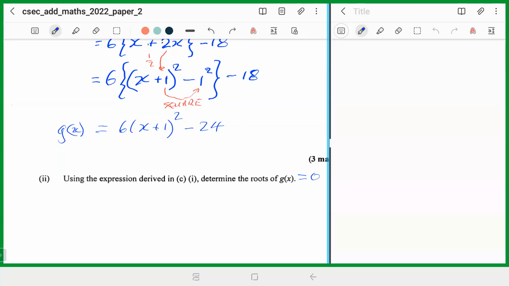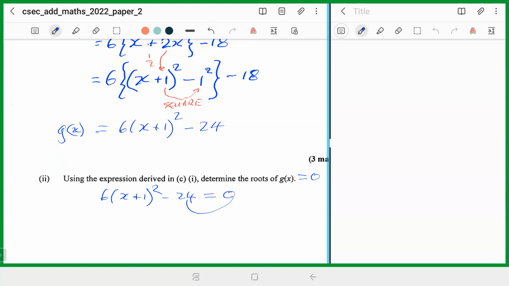So we're going to put 6 into x plus 1 squared minus 24 equals 0 to find the roots, when the quadratic expression is equal to 0. The roots are the points where the graph would intersect the x-axis. Those are called the roots. The y value is 0. The g of x represents the y value. And so, solving this.